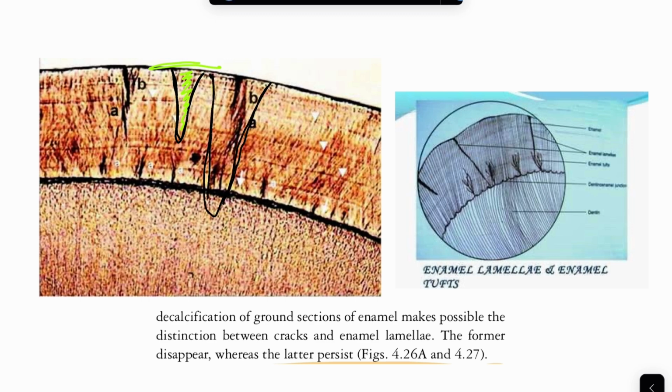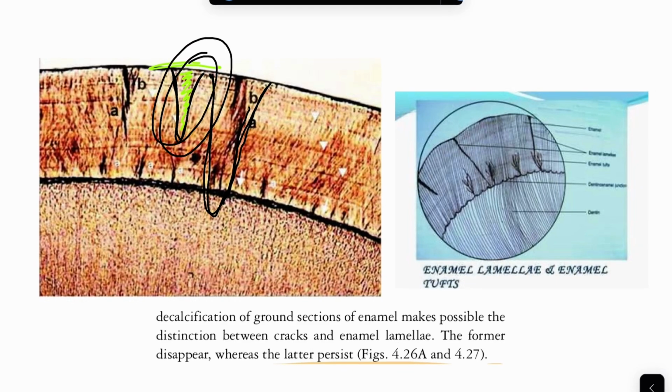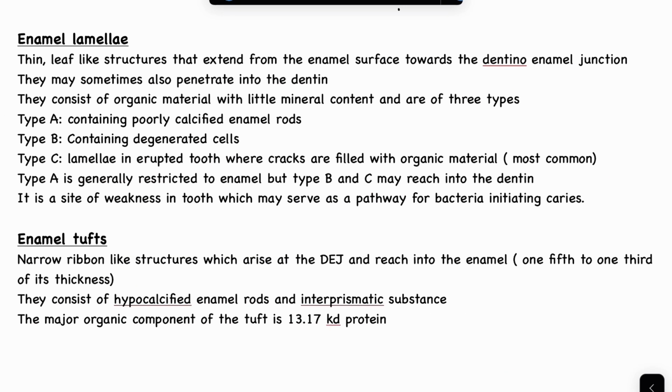So type A won't go down into the dentine, but type B and C may enter the dentine. So what is filled into these cracks? Based on this, it is divided into three categories. And what are the categories? Type A, B, and C. Type A contains poorly calcified enamel rods, B contains degenerated cells, and C contains some organic material.